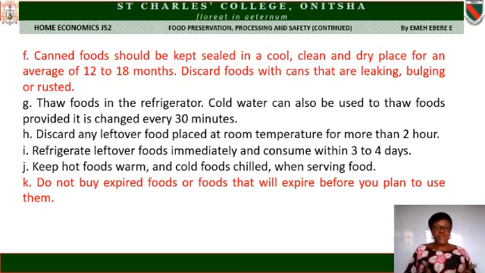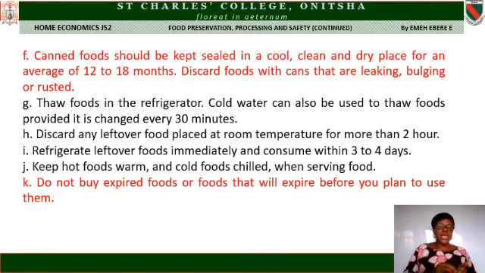The next one is refrigerate leftover food immediately and consume within 3 to 4 days. Any leftover food, what do you mean by leftover food? Any food that remains from the previous day, put it in the refrigerator and make sure you use it within 3 to 4 days.